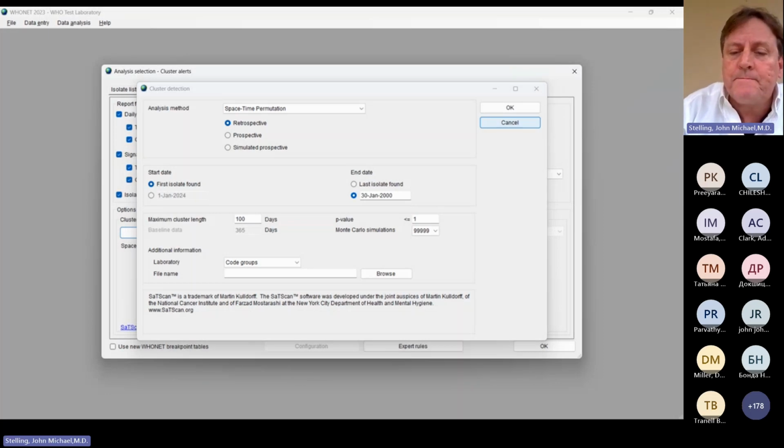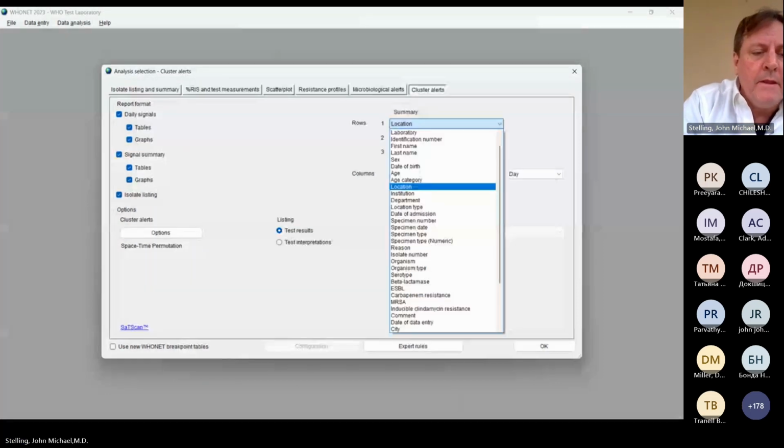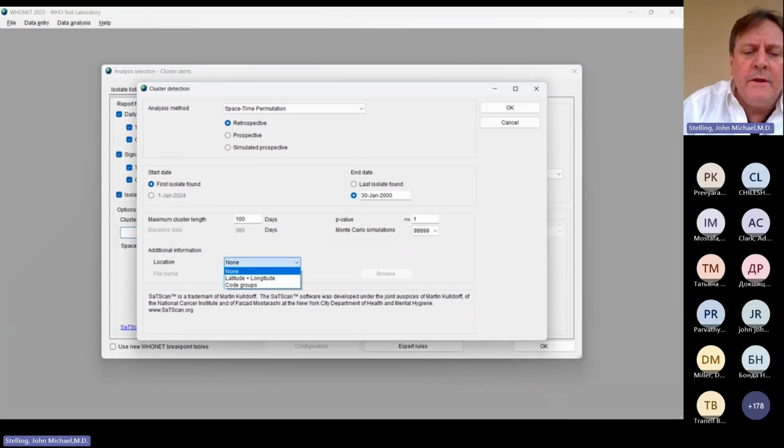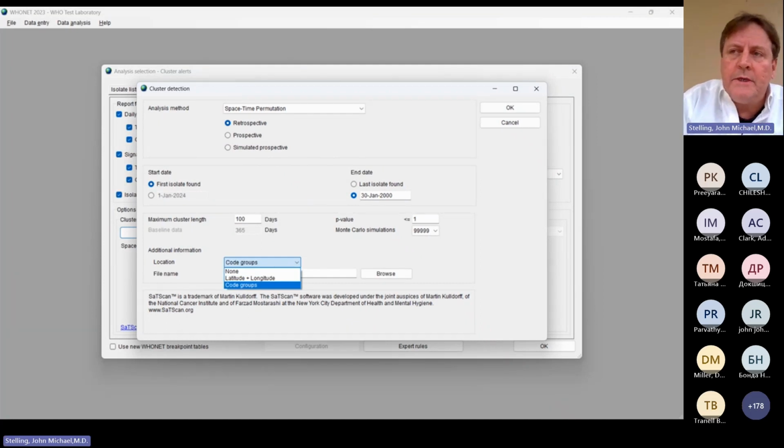Or if I put location, I can say the 5th floor. I can say all of the intensive care units is a group. So I can look at individual wards or I can look at groups of wards. And we have found that very valuable for finding outbreaks that involve more than one location. You might have a true outbreak involving only the room 5A. However, in reality, a lot of times the outbreak might be predominantly in 5A, but also in 5B, also in 5C. So the code groups allows you to do that.